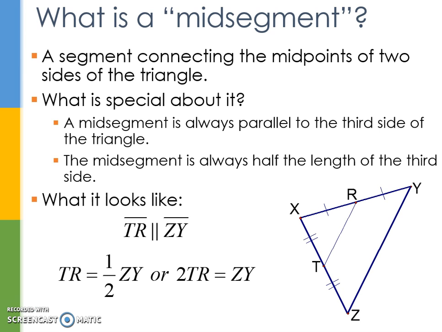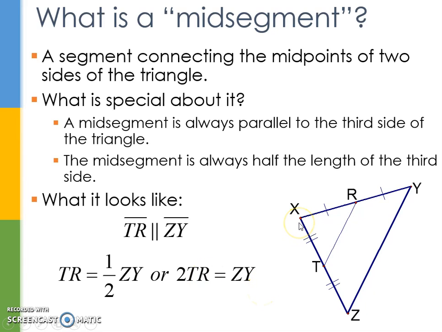What it looks like. TR is parallel to ZY, this side and this side. TR is half of ZY, or 2 times TR is equal to ZY. Please copy this and let me explain.